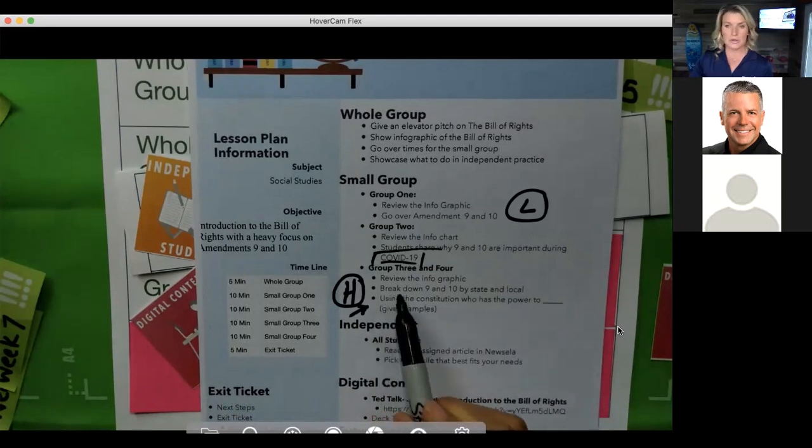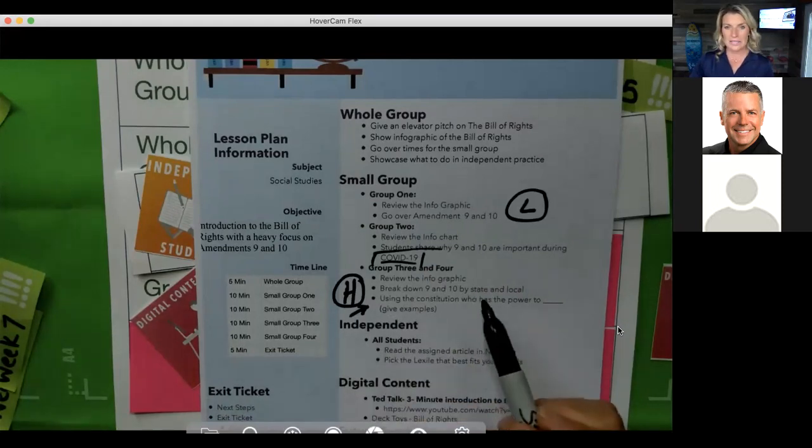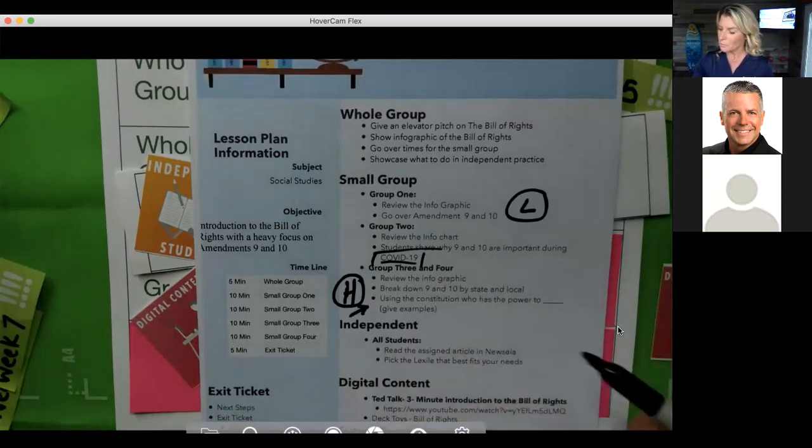Then we're going to go into group 3. Yes, they're doing the same thing, but I'm still going to keep them in small groups. So group 3 and group 4 are going to do the same thing, but we're going to really go into thinking about the situations of the state and the government, who has a right to say what, and it's going to be kind of like a little scenario card situation.